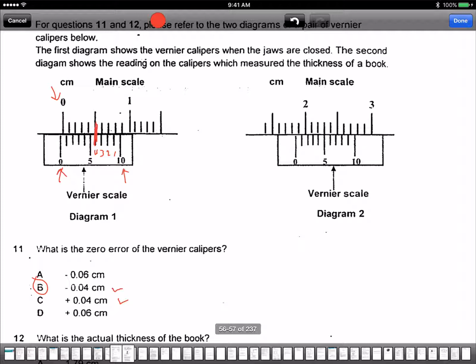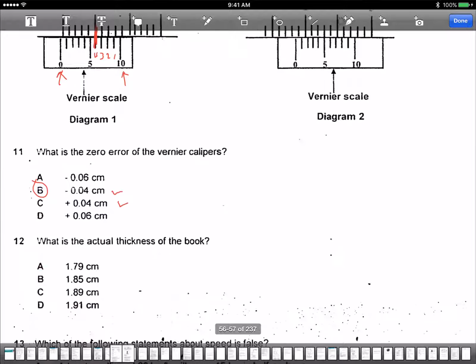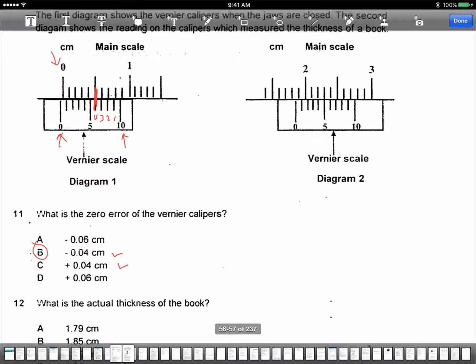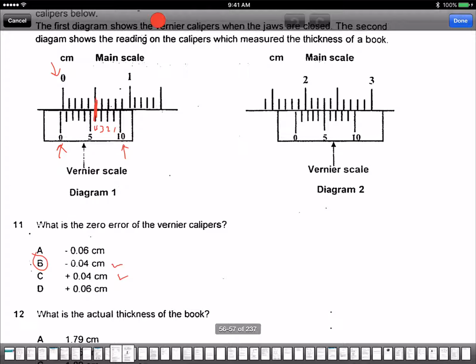Because it's a negative zero error, you have to add to the reading. So what's the actual thickness of the book? You see, what is the thickness over here? What's the thickness here? Can you try? What's the reading here?